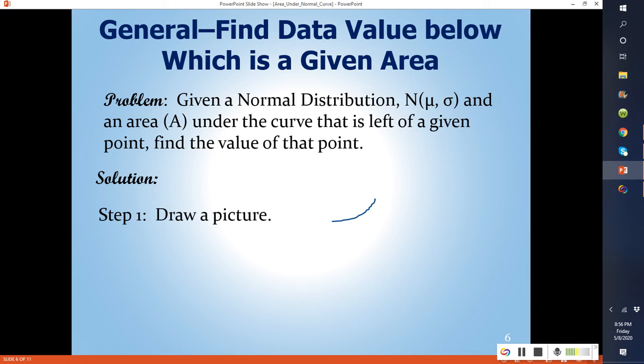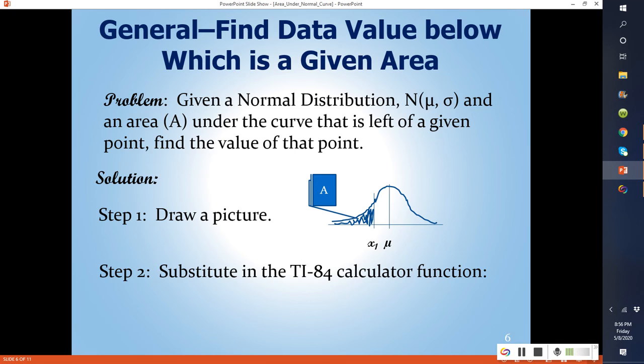So again, we're going to draw a picture, same picture we draw every time, to indicate what we have. And in this case, we have an area A to the left. That's what I have shaded. And let's put in the axes. You have x1, and then you have mu in the middle. Now x1 doesn't have to be where it is there on the left of mu. It could be on the right.